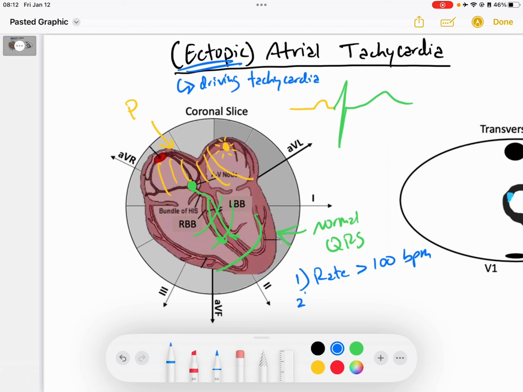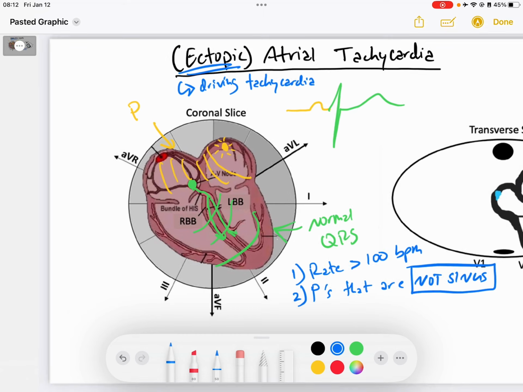And two, there needs to be P waves that are, hint, hint, not sinus. So usually this is a very regular tachycardia, and is being driven by these P waves that are not sinus. And what do I mean by that?